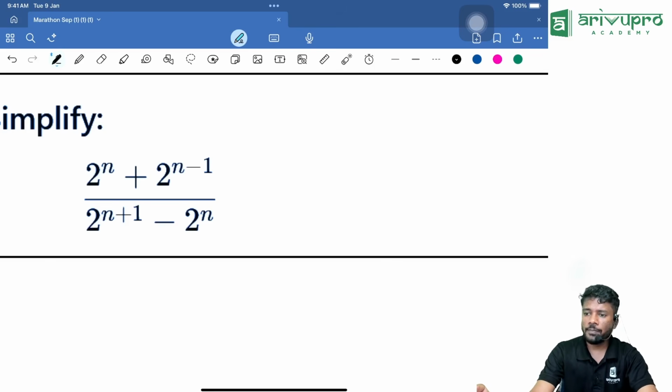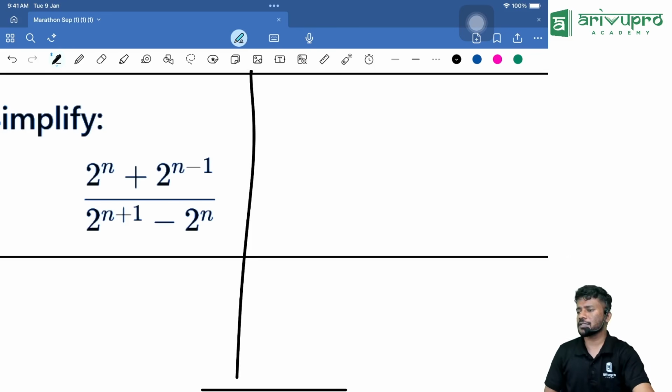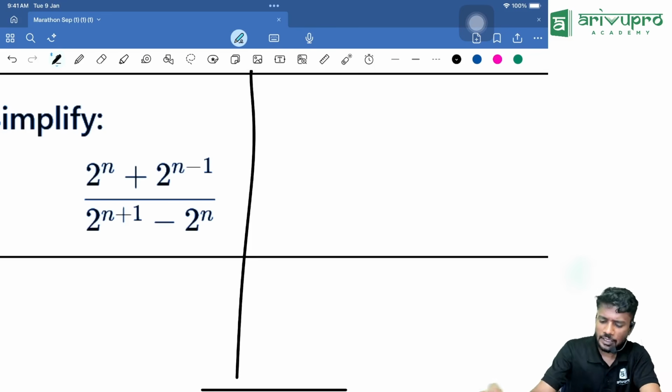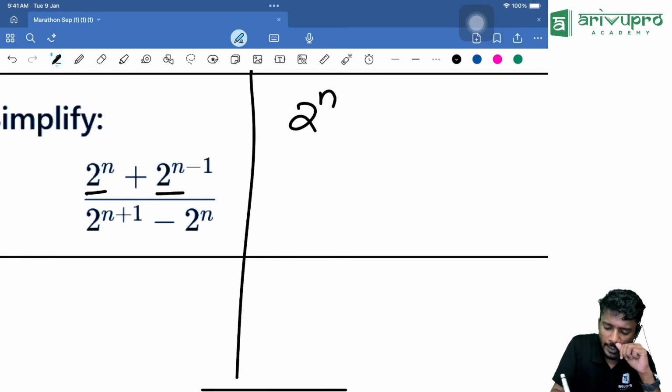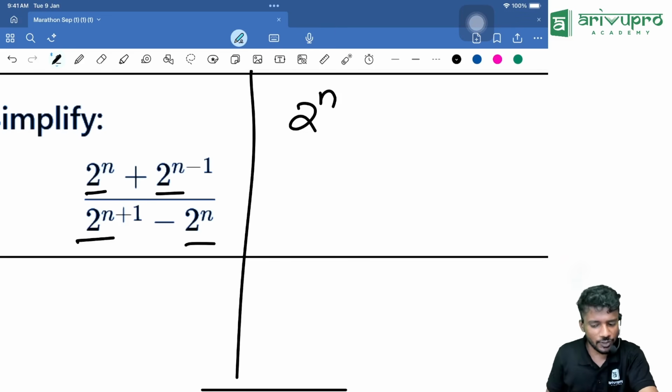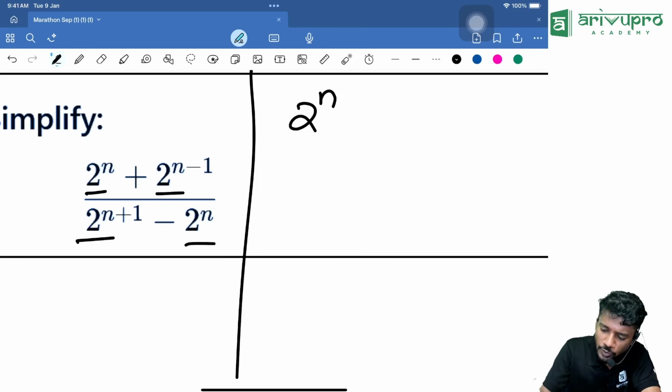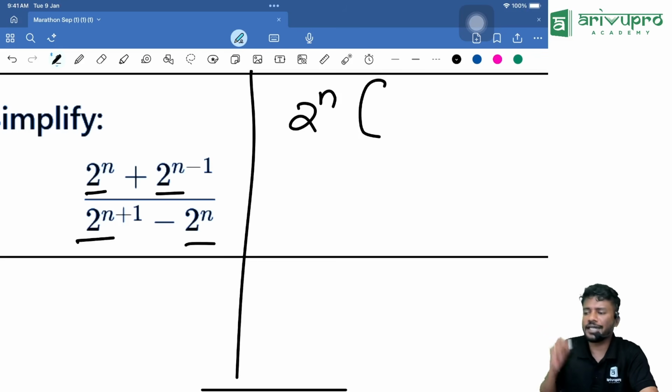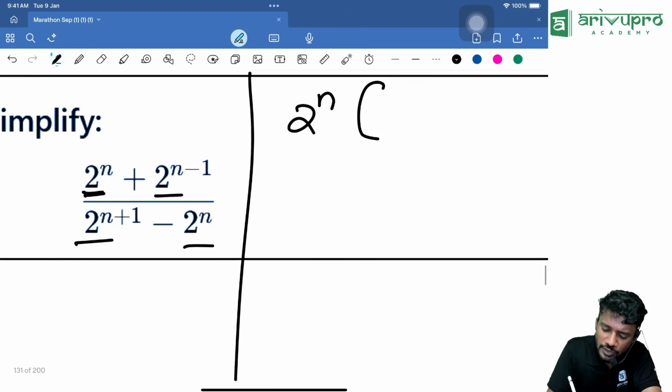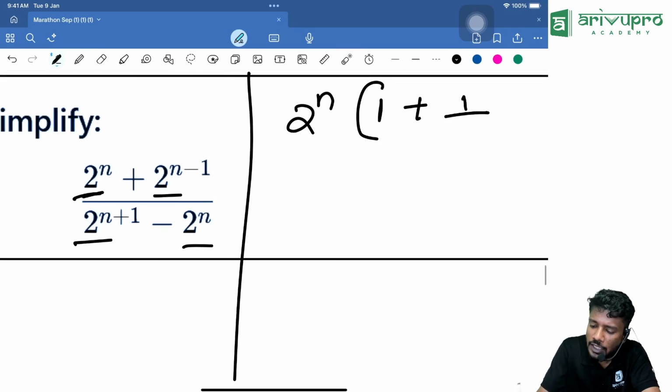2 raised to n plus 2 raised to n minus 1 divided by 2 raised to n plus 1 minus 2 raised to n. There are two methods. I will show you two methods. First one is the normal method. 2 raised to n is common in all the terms, right? Can I take 2 raised to n common? So take 2 raised to n common from numerator and denominator. If I take 2 raised to n common from numerator, what is remaining? 1 plus 1 by 2.